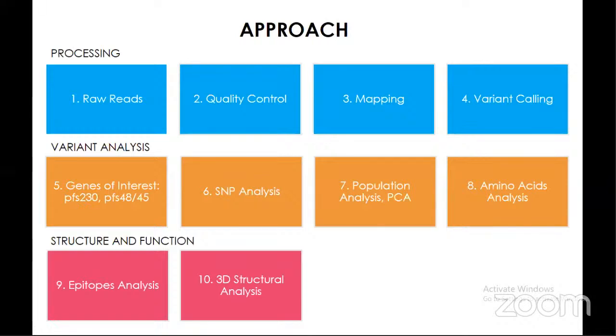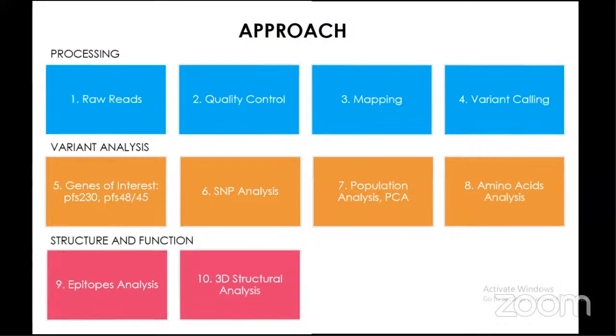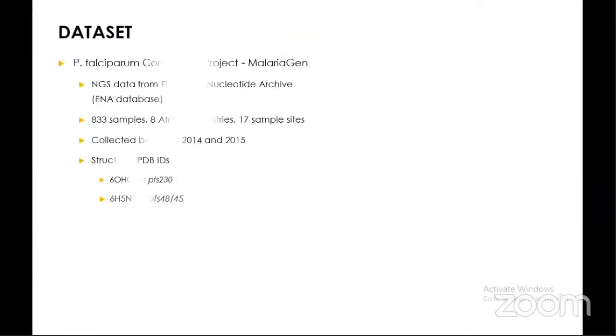Okay. So about the data set, we will take the community projects in malaria gene, specifically the raw reads sequences, which are saved in the European Nucleotide Archive database. This data contains 833 samples from 8 African countries and 17 sample sites. These samples were collected between 2014 and 2015.